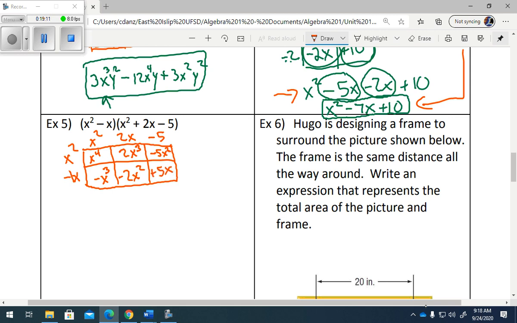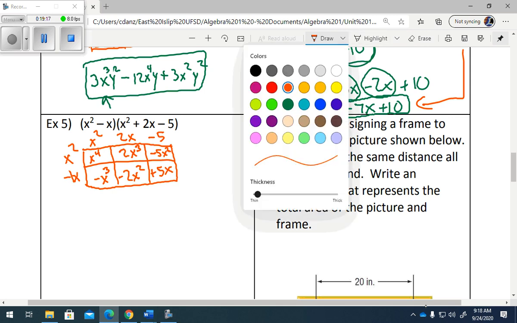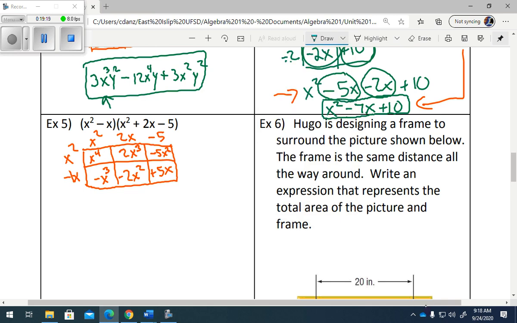+5x. I have to tell you that if you organize your box the way that I do, the like terms fall on like a diagonal. Do you see right here, x to the 3rd goes with x to the 3rd, x to the 2nd goes with x to the 2nd. So visually, you can kind of get your answer without writing out this in-between step that I did up here.